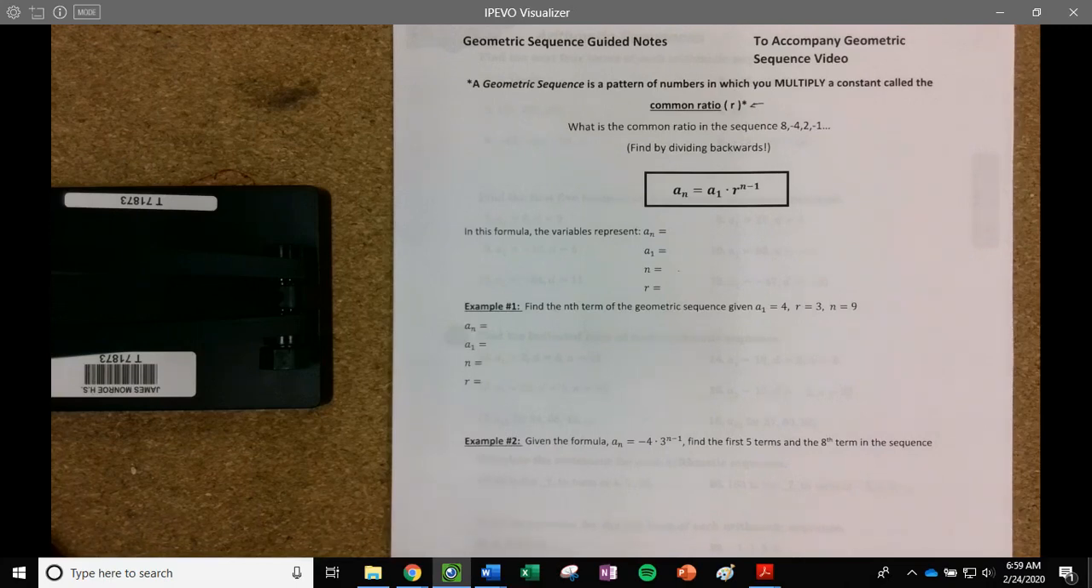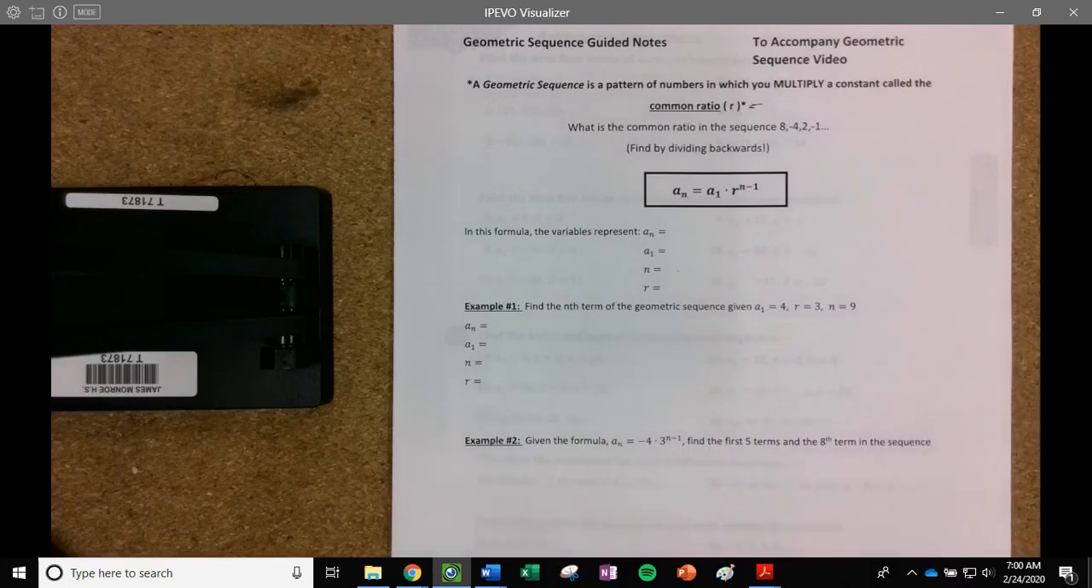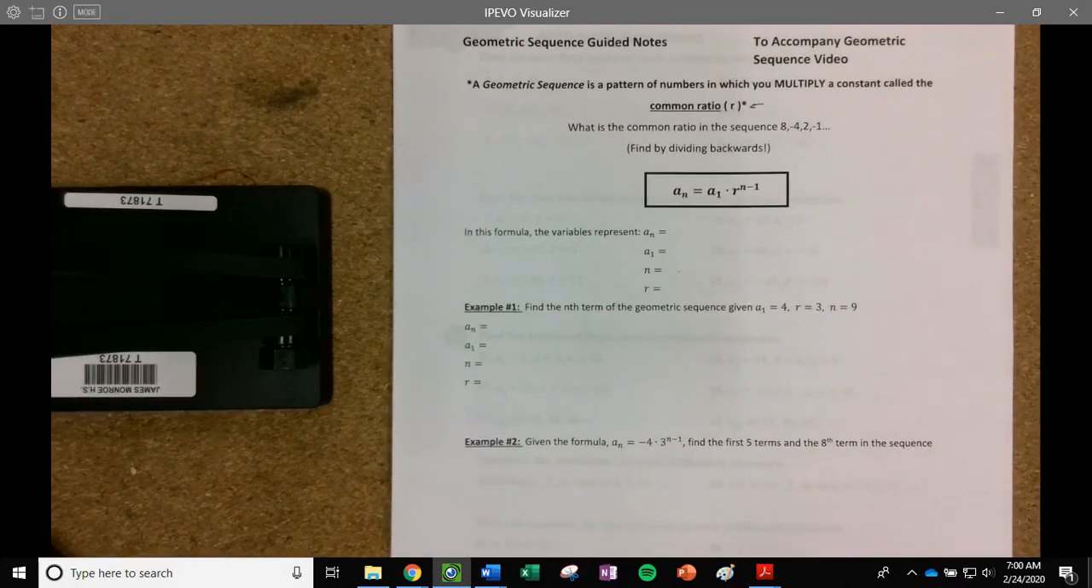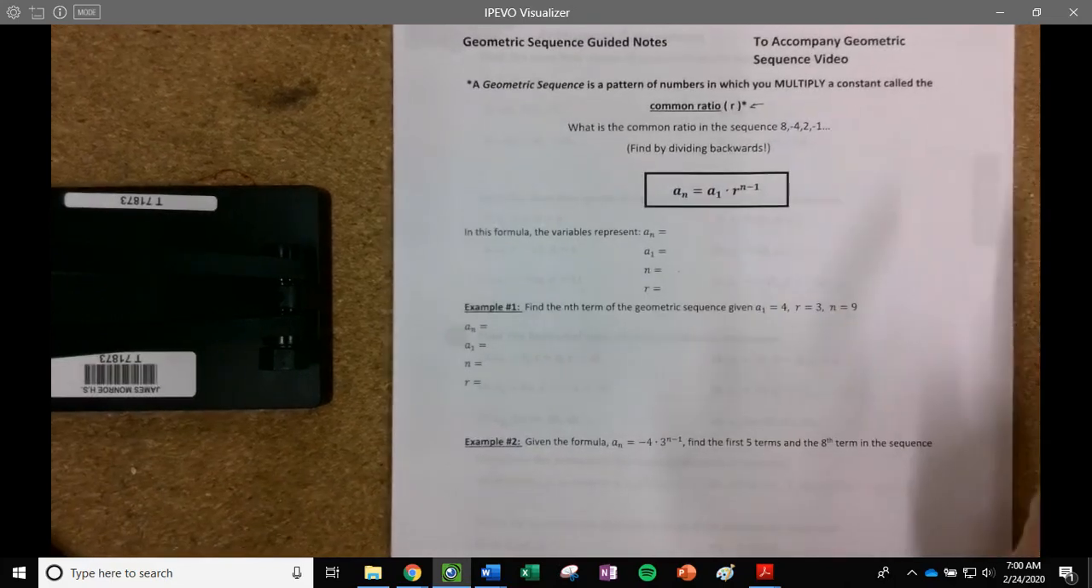So what is the common ratio? Let's figure out how to find it. What is the common ratio in this sequence? 8, -4, 2, and -1. How do we figure this out? We figure this out by dividing backwards.